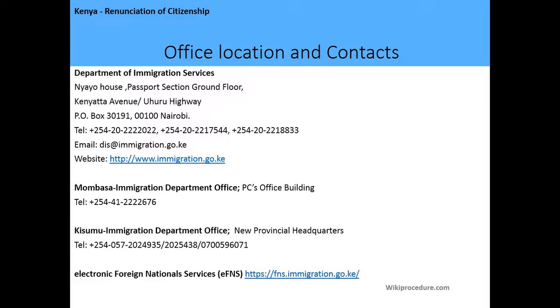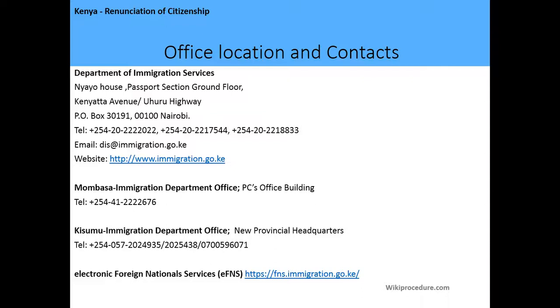The office location and contact information of the Department of Immigration Services: the headquarters are in Nyayo House, Nairobi, Kenya, and you can visit them through their website, www.immigration.go.ke. In Mombasa, they are located at the PC's building office. In Kisumu, they are at the new provincial headquarters.